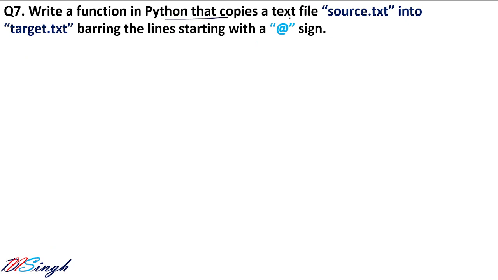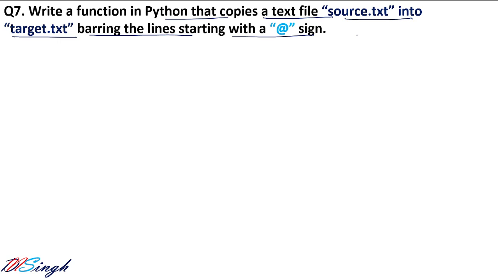Write a function in Python that copies a text file source.txt into target.txt, barring the lines starting with the @ sign. So just give better concentration here, because we are going to copy some content from one file and write some content into another file. For that purpose we have two files, for which we have separate file pointers, one for read and one for write. For reading a file, we will open that file in read mode. For writing the file, we will open that file in write mode. Let us see how the code will look.